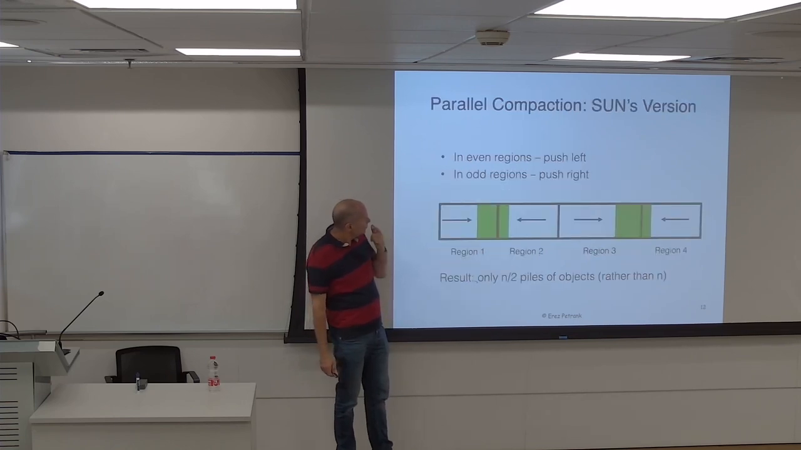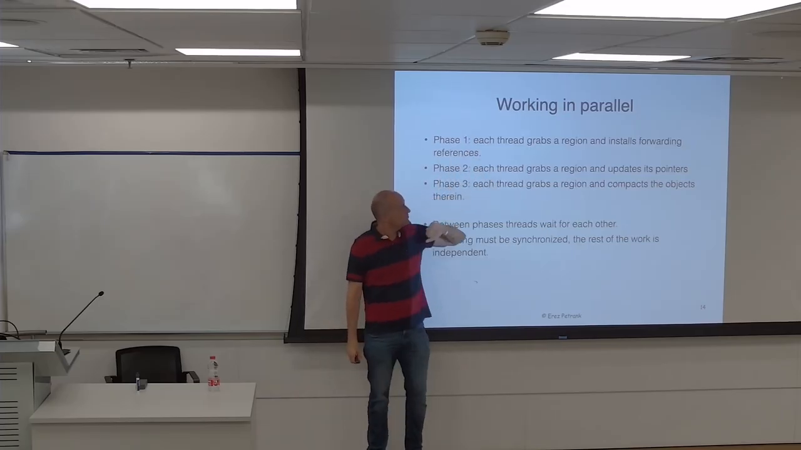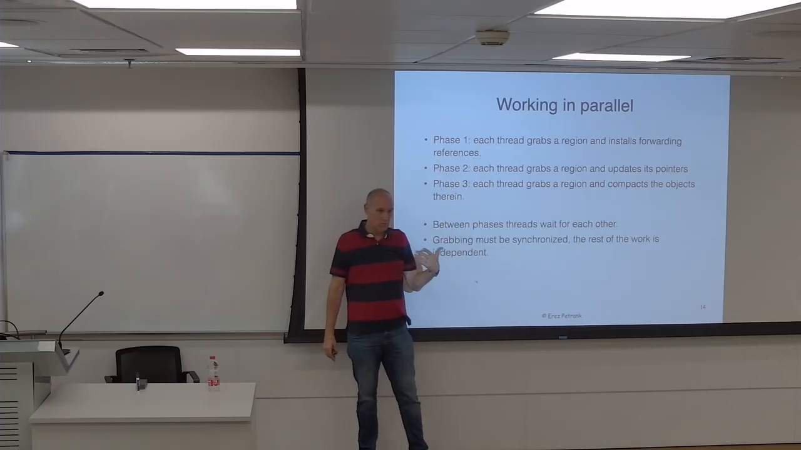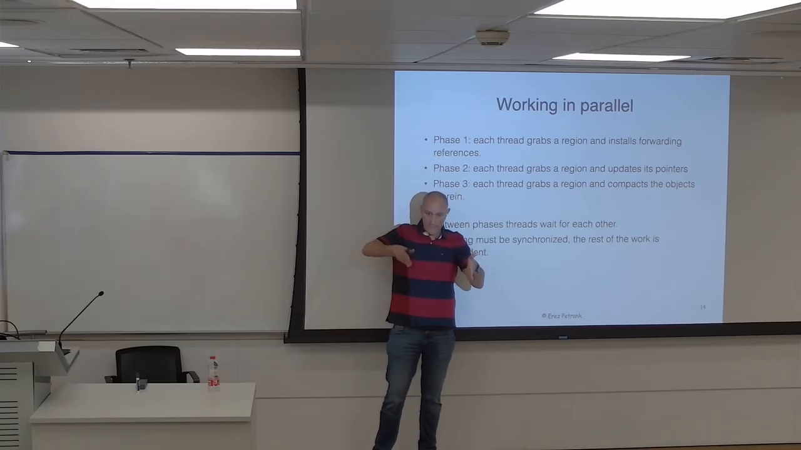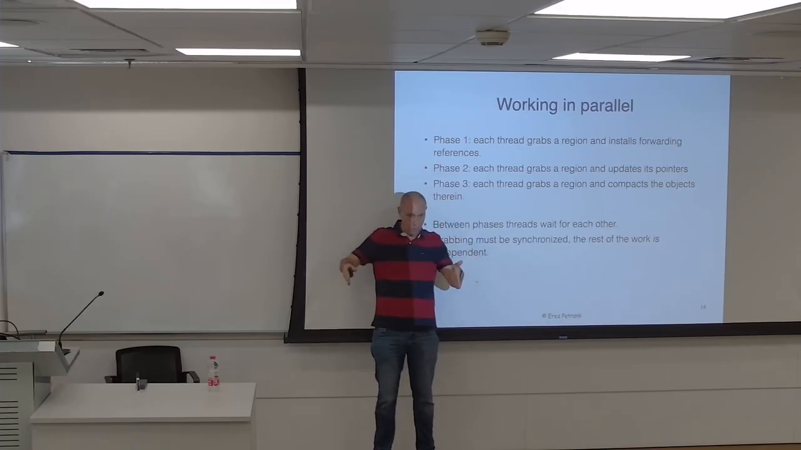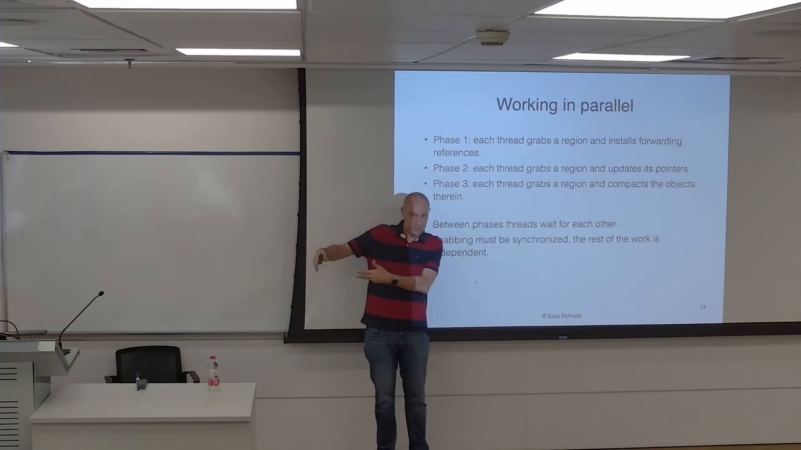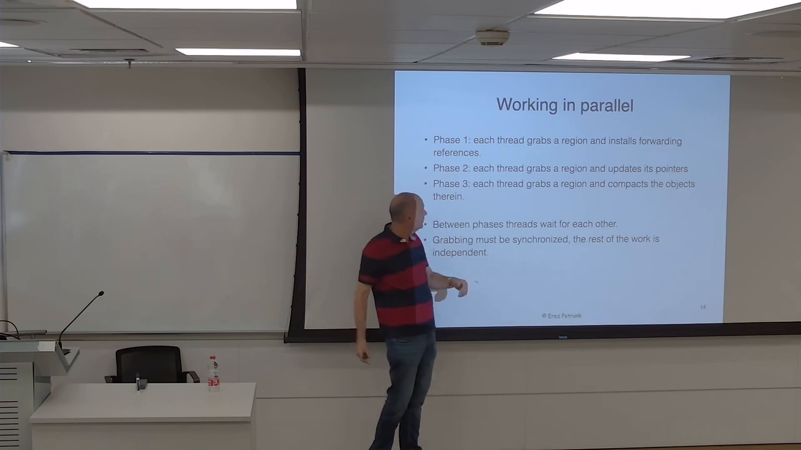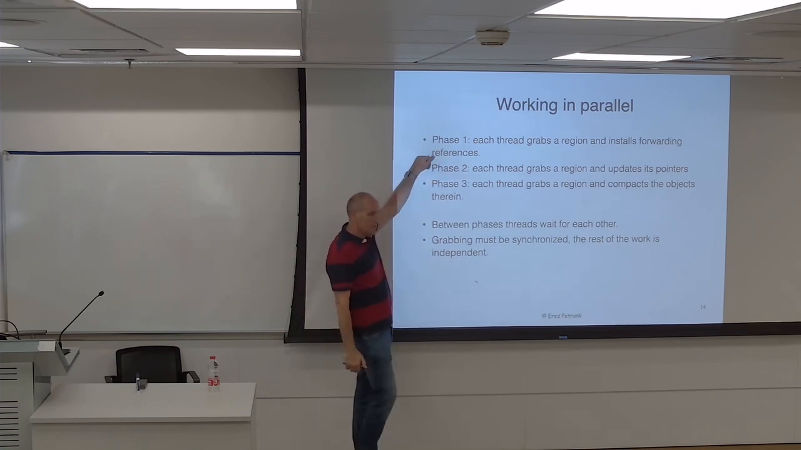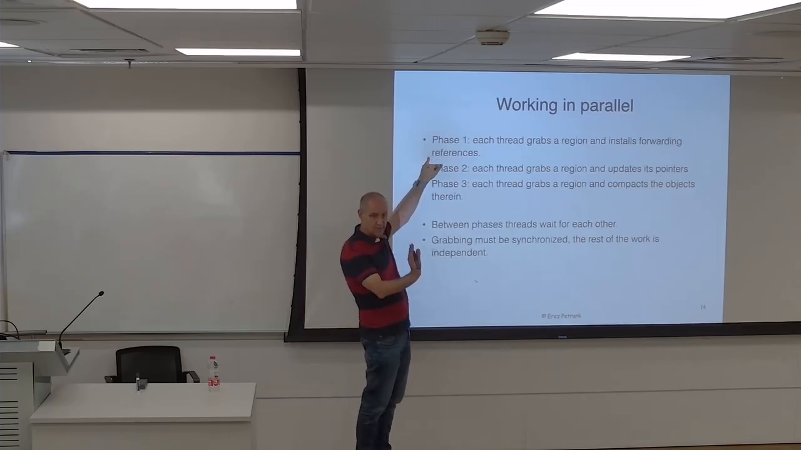So here it says how you work in parallel. In phase one, each thread grabs a region, works on it, and installs forwarding pointers. All the objects move inside the region, so you know when you go over them where they move, according to the space that's occupied before them. So you go over all these objects and you install the forwarding pointers that say where they're moving inside the region. And after all the threads are done with phase one, all the heap has forwarding pointers.